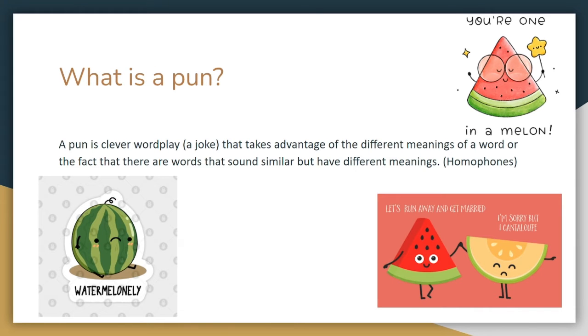Now we're going to explain puns. So what is a pun? A pun is a clever wordplay and a joke that takes advantage of the different meanings of a word or the fact that there are words that sound similar but have different meanings. Homophones. Homophones are words that sound similar but have different meanings. So an example of a pun would be you're one in a melon, because it sounds like you're saying one in a million, but you're actually saying melon.